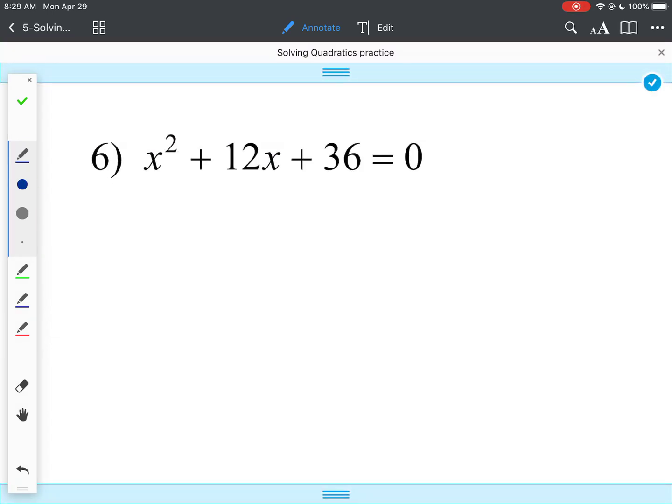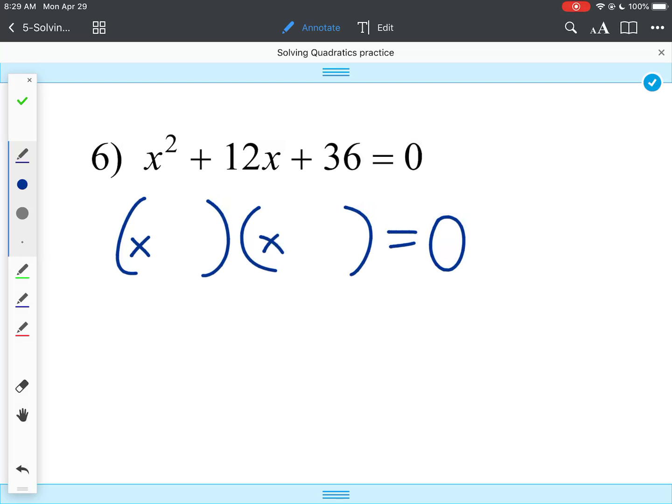All right, so we got to factor this one. So make our two sets of parentheses equals 0. All right, put your variable in the first spot. And then make our diamond. What multiplies to 36 and adds to 12? So make your diamond problem. 36 on top and 12 on the bottom.